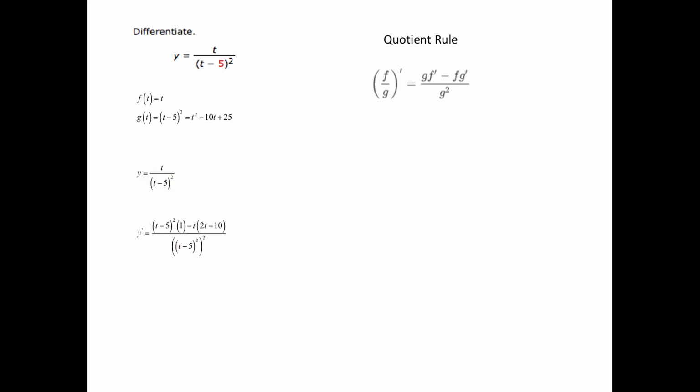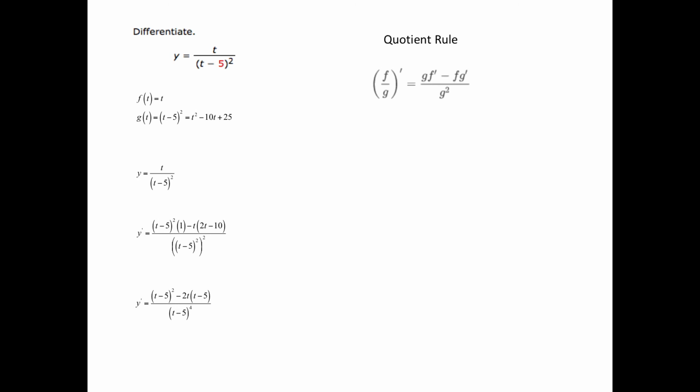Now we might realize that there is no need for us to multiply by 1, it doesn't change anything. And then we might also realize that in the second term, we could factor a 2 out of the two terms in the parentheses. This would result then in y prime equals t minus 5 squared minus 2t times t minus 5 divided by t minus 5 to the fourth.